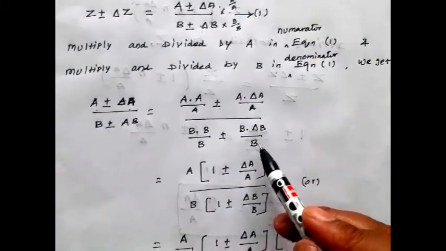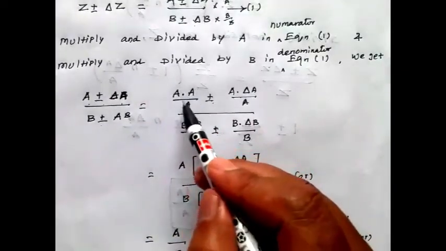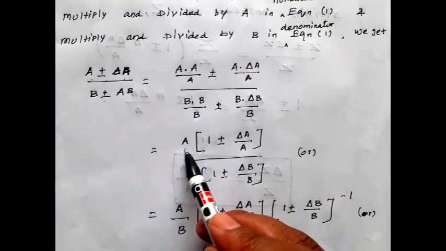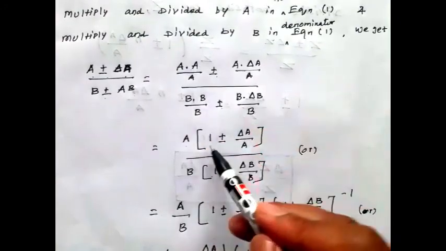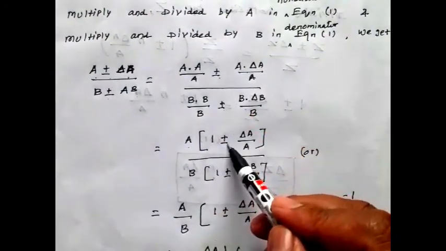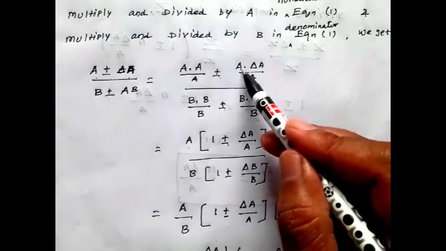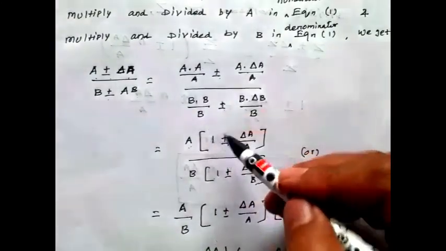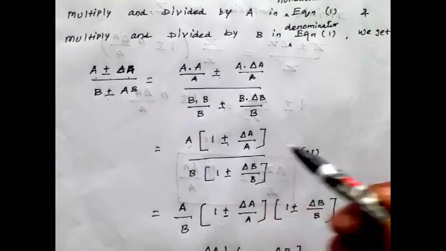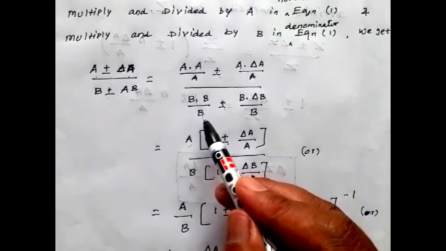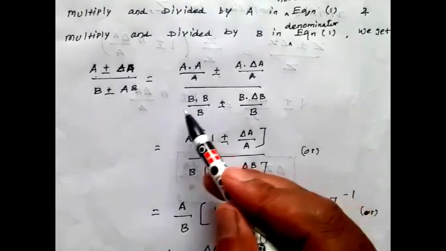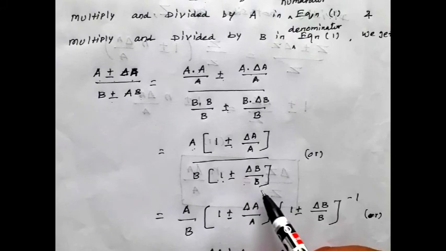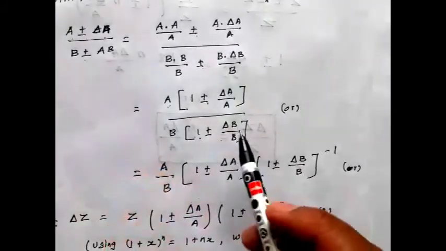Okay, so now from this equation, I take A out as common from the numerator. Then A into A by A becomes 1 plus or minus del A by A, because A is taken out of this equation. Similarly, I take B out, so B by B becomes 1 plus or minus del B by B. Del B by B. Okay?